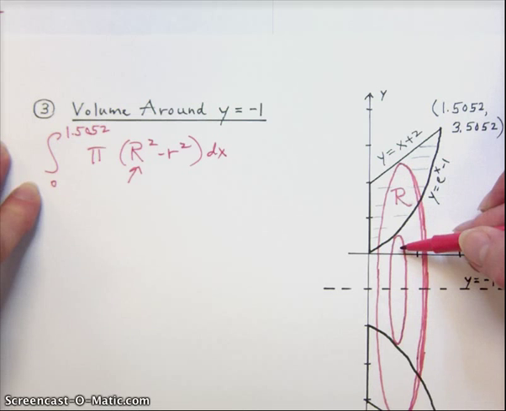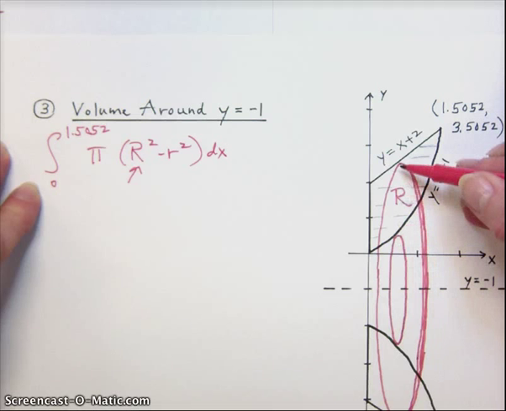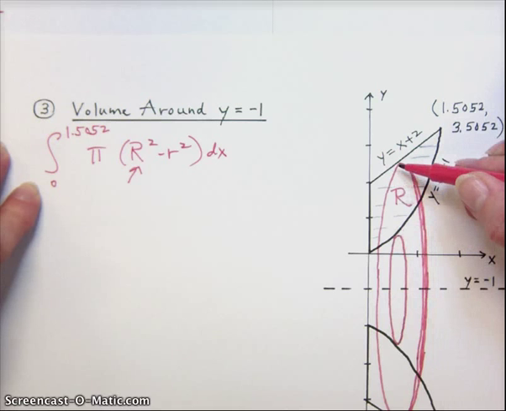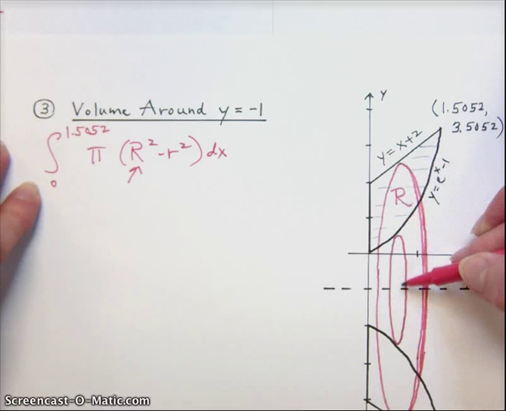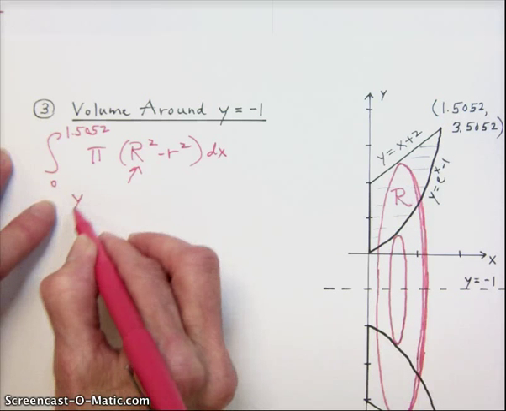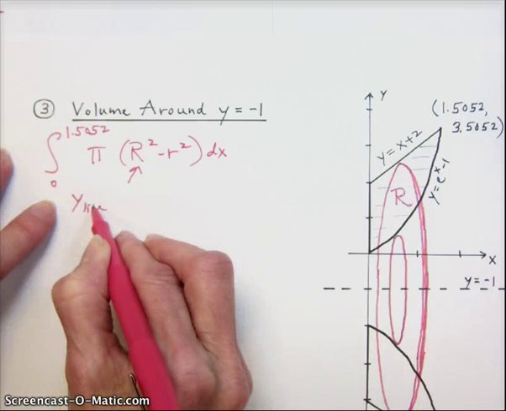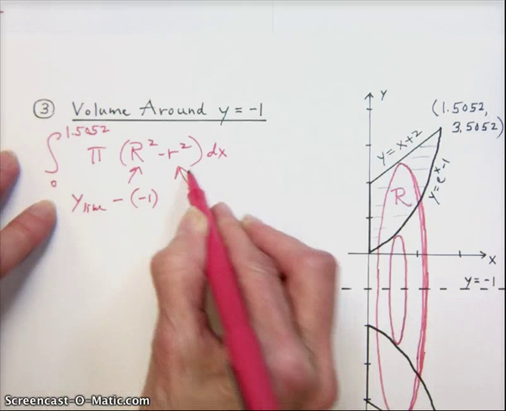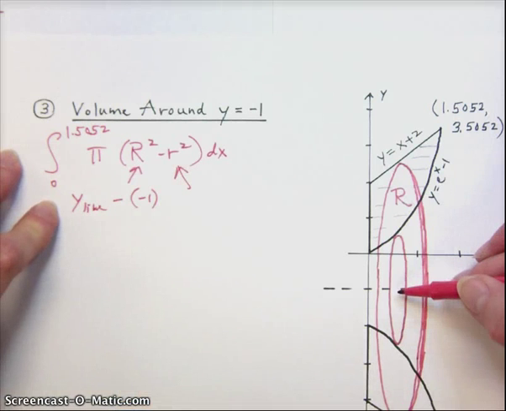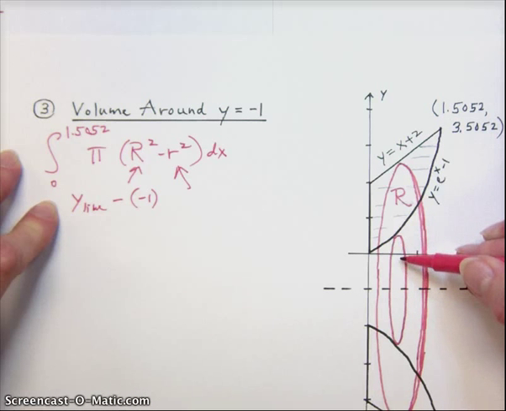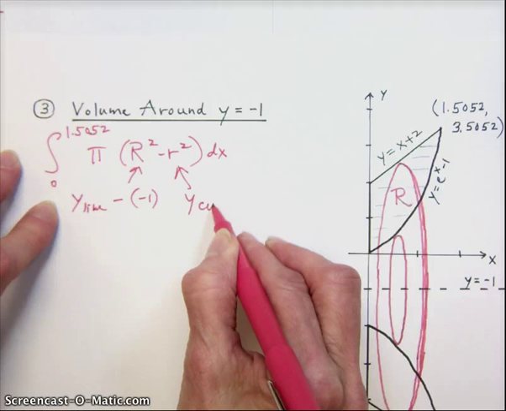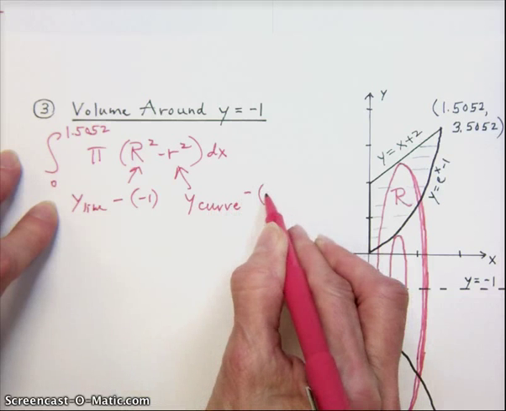So we're going to have to take the y value up to the line and add this 1, or you can think of it as the y value to the line minus a -1. So it's y to the line minus a -1. And then the y value for the little radius, we're going to be taking the y value to the curve minus a -1. Again, always thinking of upper minus lower. Y to the curve minus a -1.